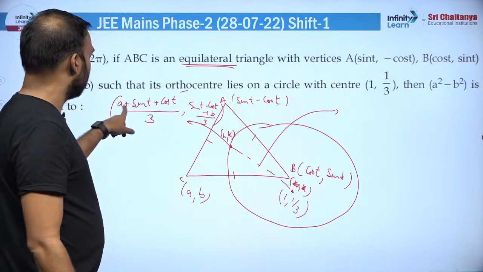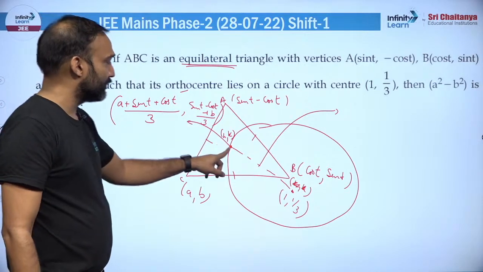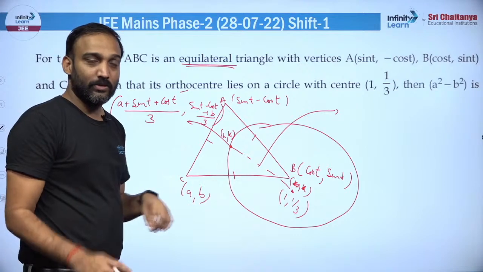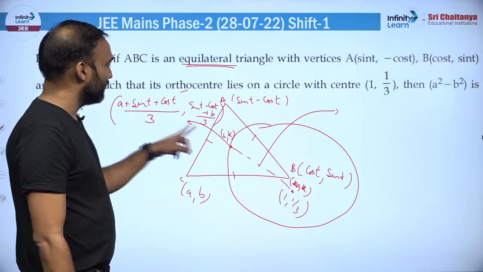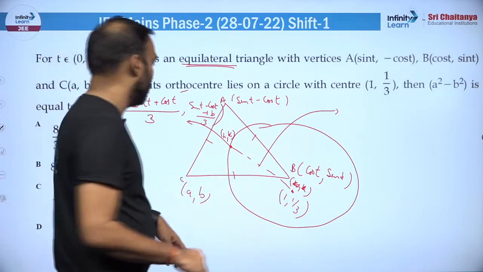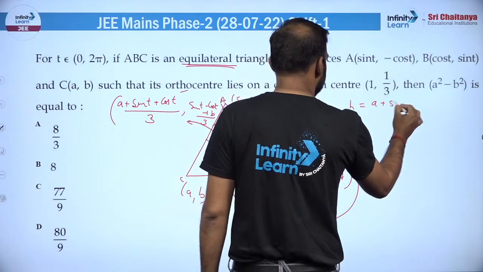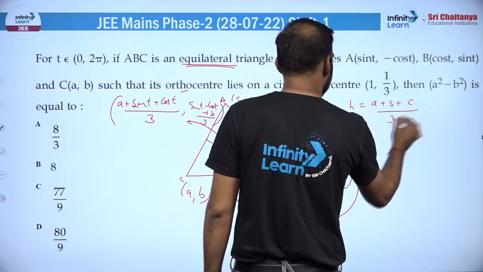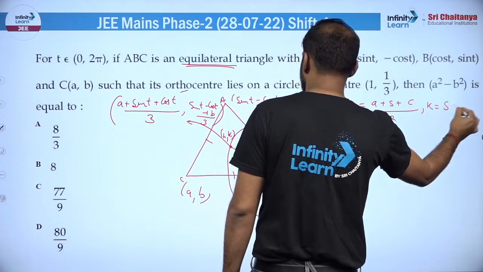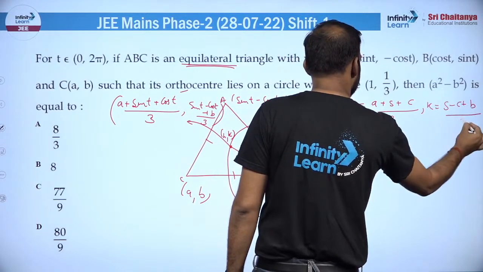So now h becomes equal to this, k becomes equal to this. H comma k will lie on the circle. So h comma k, if I find out the equation in h comma k, I'll get the equation of the circle only. So now from here I can say h is equal to a plus sin plus cos upon 3 and k is equal to sin minus cos plus b upon 3.